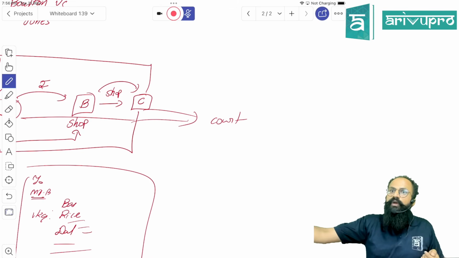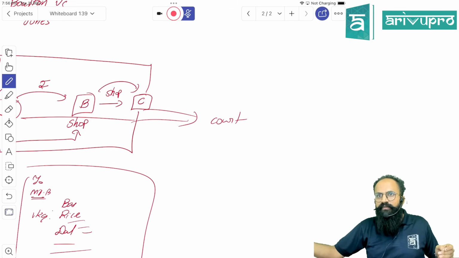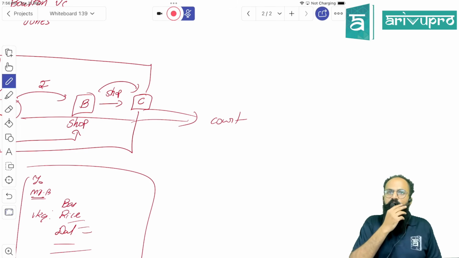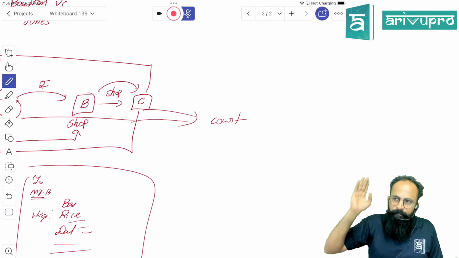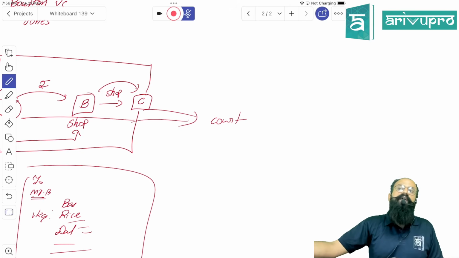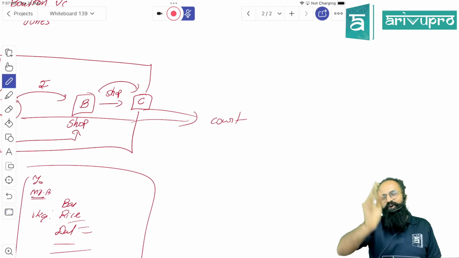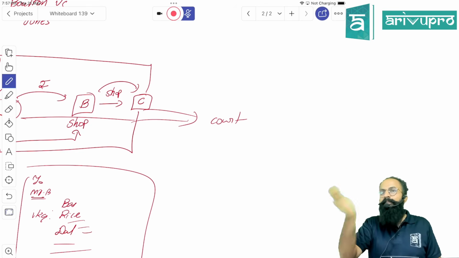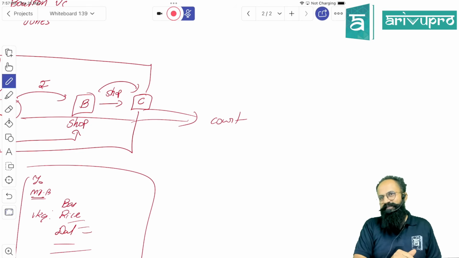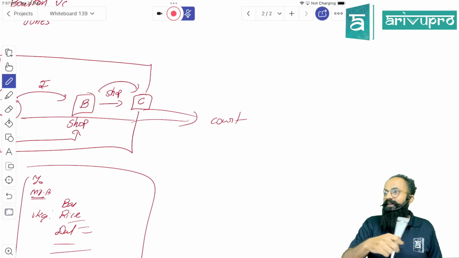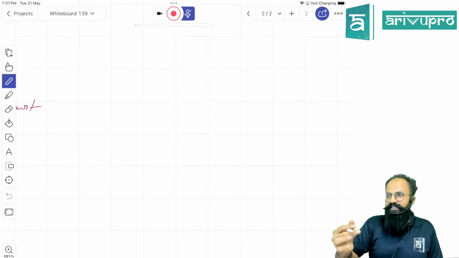That's a second story. But between A and C, who will win? A will only win because the offer was made to B and not to C. And who can accept the offer? B can accept the offer. So technically, C should not have accepted it. Technically, it is B who should have accepted it. Correct. Understood?